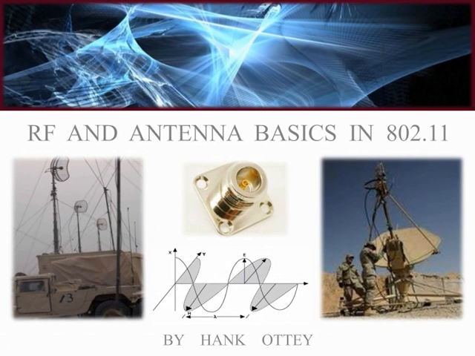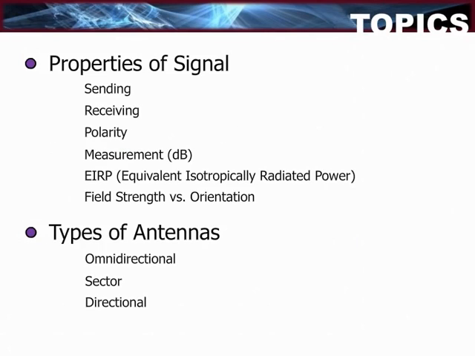Thank you for watching. This webcast will cover the basic properties of RF and antennas, with a slight focus on the 802.11 protocol. Prior RF knowledge is not required. We will start by discussing how signal is sent and received. Once we have a good idea of how signal propagates as waves, we will discuss a certain property of the waves called polarity. Signal is measured in units of decibels, or dB. The dB scale is logarithmic. We will use some simple tools to better understand how this scale works.